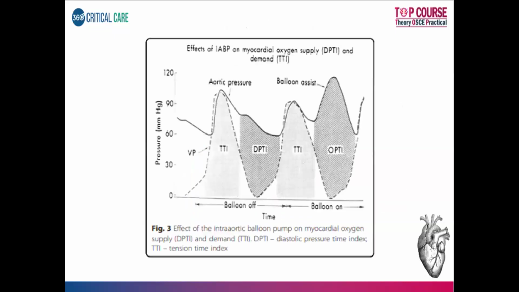So how do we know about this? Whenever we talk about cardiogenic shock, we keep talking about myocardial oxygen supply, demand, etc. Right? So if you're seeing a patient on an IABP, you can still trace something called the DPTI, which stands for the diastolic pressure time index, and the tension time index, which is the TTI. Okay, the TTI represents the demand and the DPTI represents the myocardial oxygen supply. So this is what we are optimizing when we are seeing a patient with cardiogenic shock with MI.